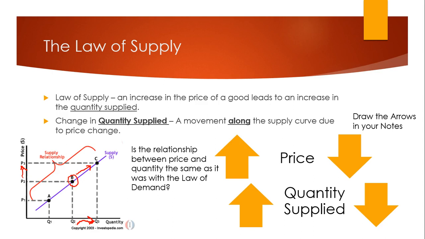So the question is, is the relationship between price and quantity the same as it was with the law of demand? Our answer is no. Remember, with the law of demand, the arrows go in opposite directions. Price goes up, quantity demanded goes down. That's an inverse relationship. We call this a positive relationship. Price goes up, quantity supplied goes up. Price goes down, quantity supplied goes down.